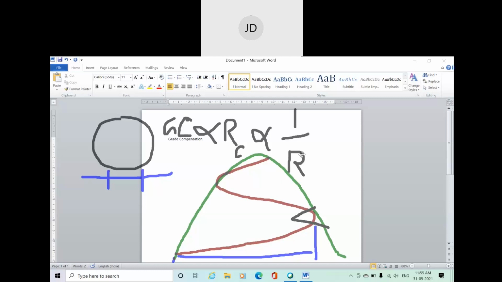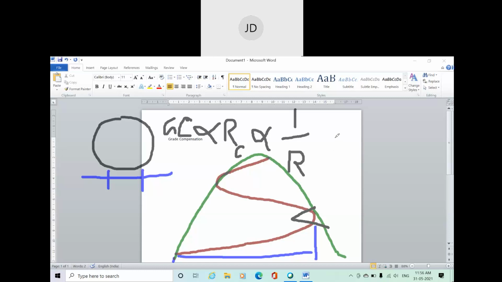In other words, the smaller the radius, the steeper the curve and the greater the resistance, and the greater the resistance, the greater the grade compensation. That means the grade compensation depends on the resistance in the curve, which is inversely proportional to the radius of the curve.